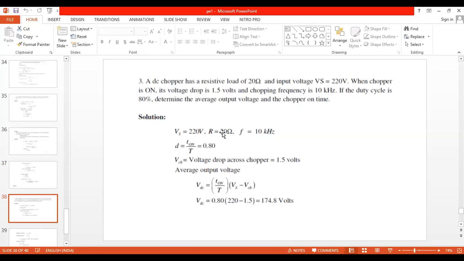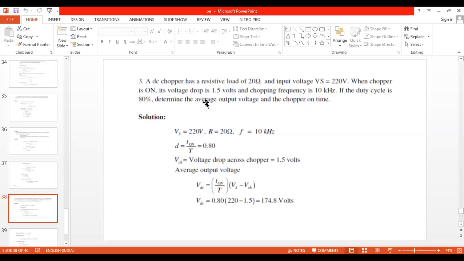If the screen is not visible, I'll maximize the screen. Anyone can easily answer this one. Come on. A DC chopper has a resistive load of 20 ohms and input voltage Vs is equal to 220 volts. So resistive load, input voltage is 220. When the chopper is on, there is a voltage drop. So when the voltage drop is given, we have to modify the formula. Chopping frequency F is equal to 10 kilohertz. Duty cycle is given. Already I mentioned. Now you see, calculate the average output voltage.